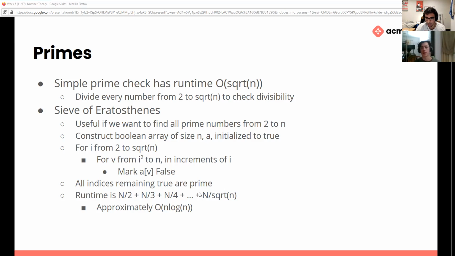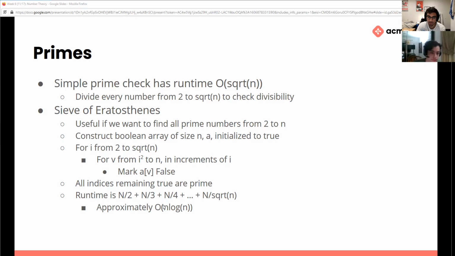It might be n log n, but n log n is obviously an upper bound, because n log n is approximately n over 2 plus n over 3 all the way to n over n. This is definitely smaller than that. It might be smaller. I googled and it's n log n.